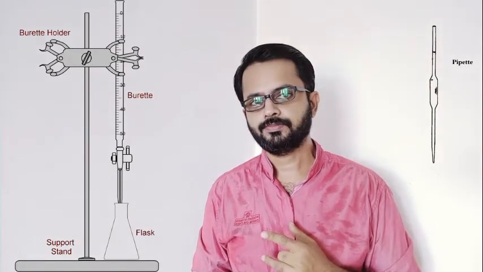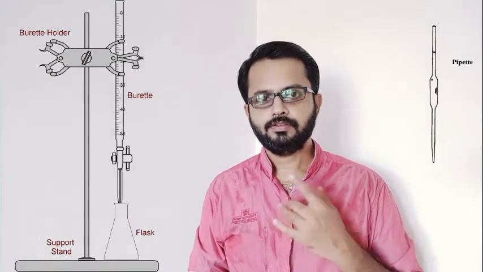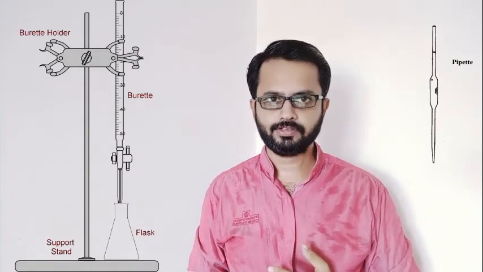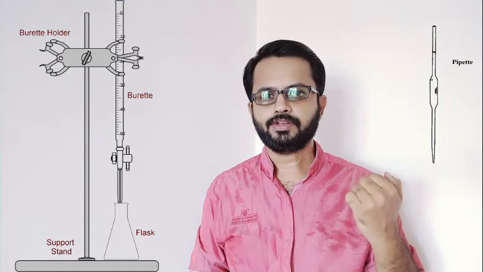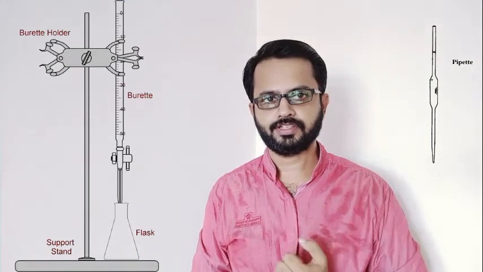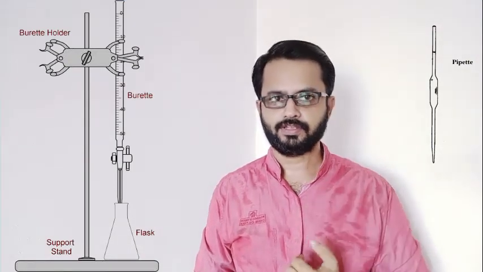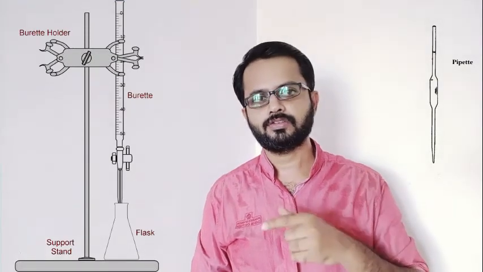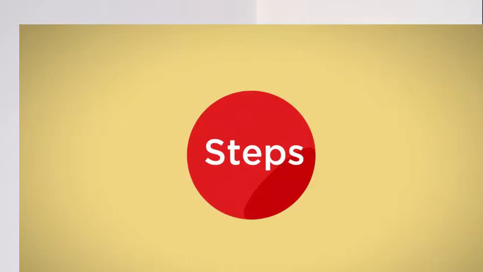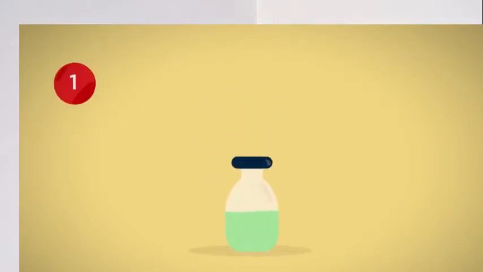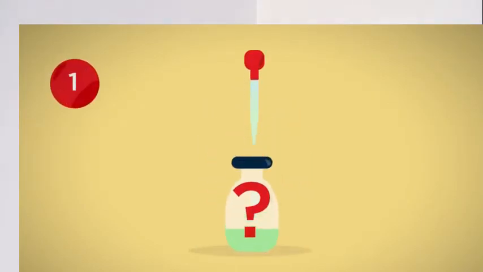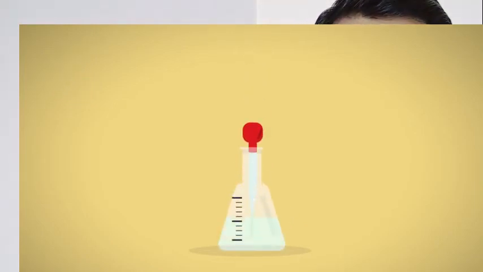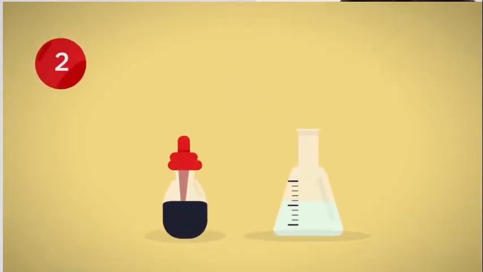So understand the apparatus shown in this neutralization reaction. There is a burette, pipette, conical flask, and stand. In the burette we are taking hydrochloric acid, and in the pipette we are taking caustic soda or sodium hydroxide, and we are pouring that into the conical flask. After pouring sodium hydroxide into the conical flask, we will swirl it. We will shake it well. After that we will add 2 drops of phenolphthalein. Add 2 drops of phenolphthalein into the flask and stir well.